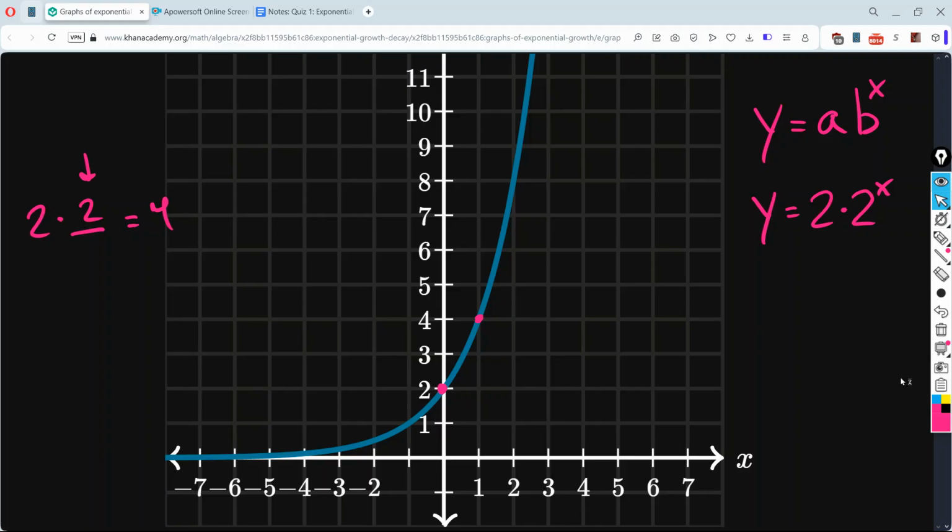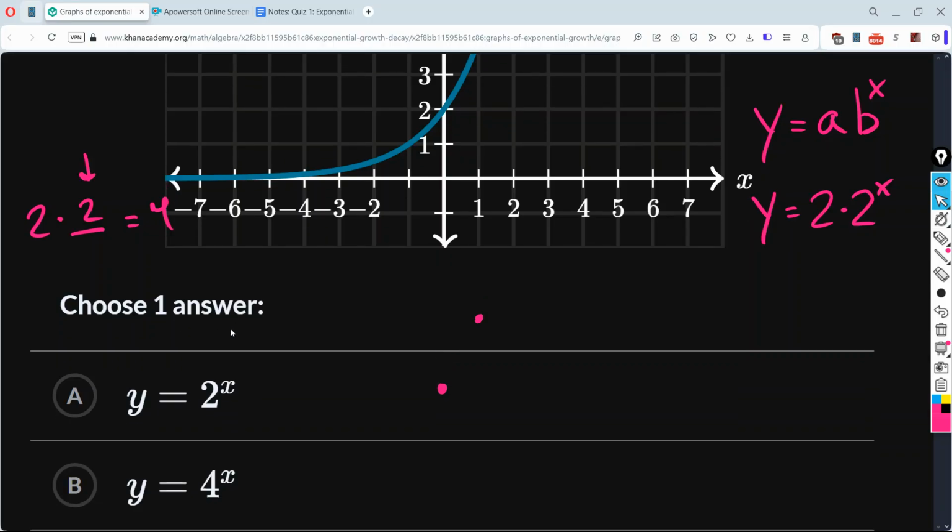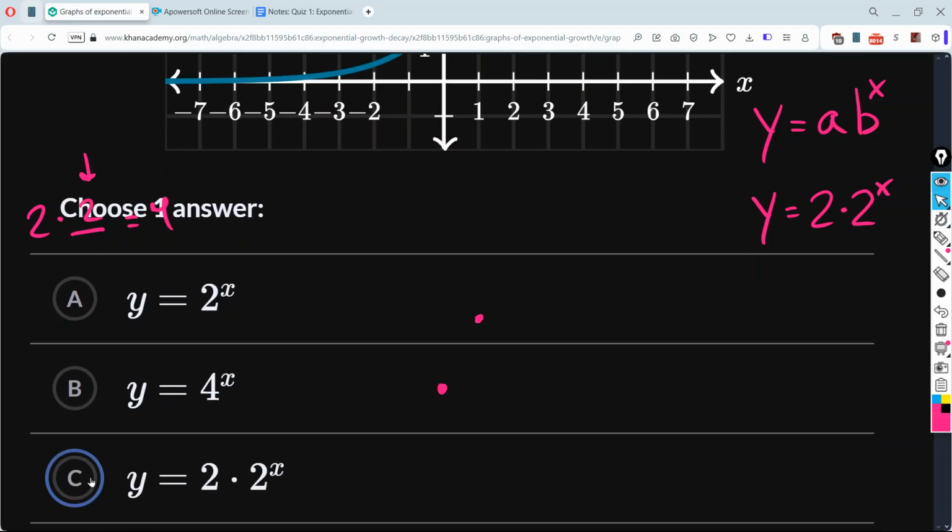It'll probably be in parentheses, but same thing. 2 times 2 to the x. Oh, no, it's not in parentheses. Answer C.